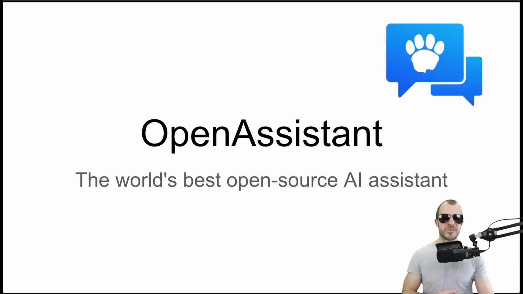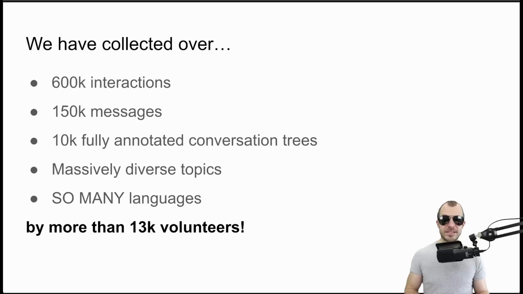We have been working since before Christmas to build a data collection platform, and we have collected amazing numbers of data. We've collected over 600,000 interactions with humans. Among those, 150,000 messages of human demonstrations of being an assistant. And this is so awesome, and all of this has resulted in over 10,000 fully annotated conversation trees, and these range over a massively diverse set of topics, from programming to making an omelette to just chatting with the model.